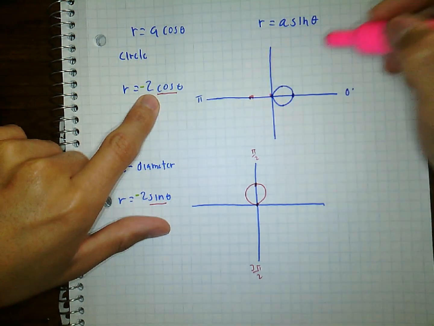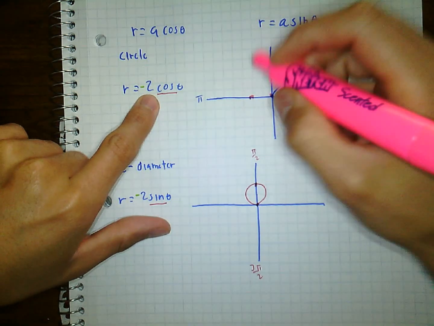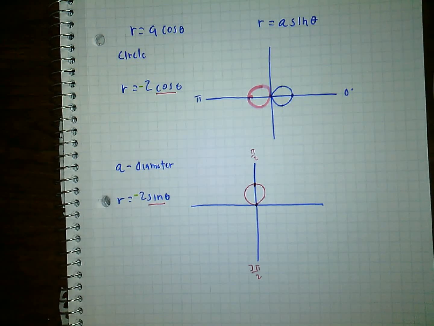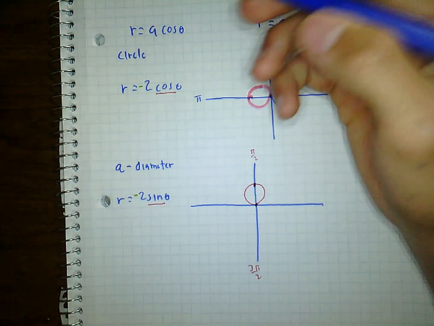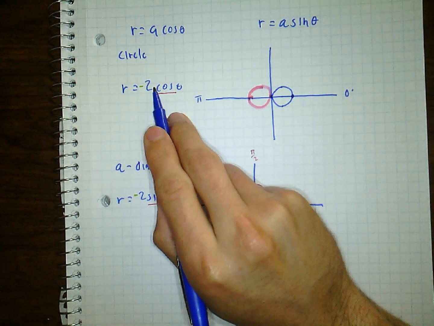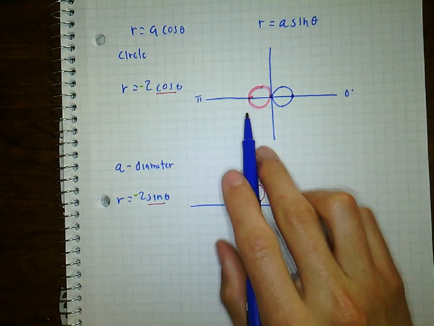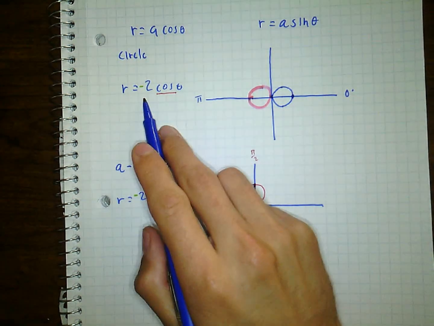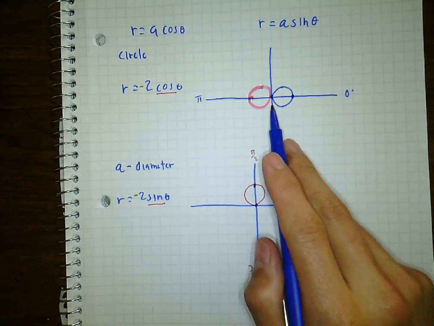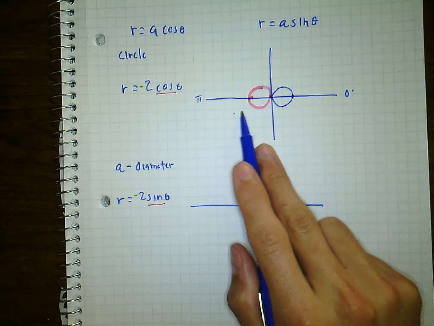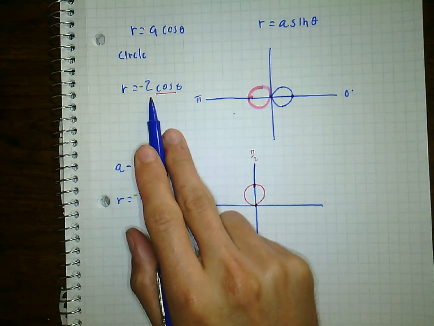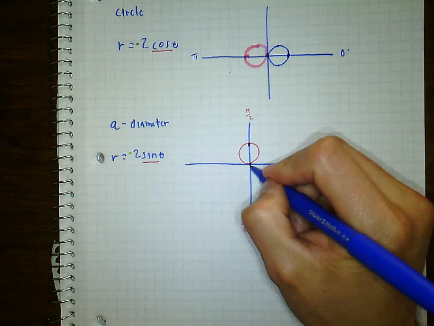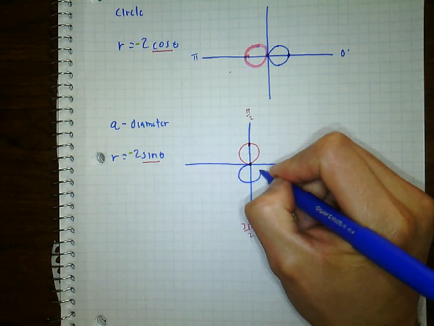So I think you guys should get what's going on. We're going to bounce back and forth, which gives us a circle that would look something like this. So we can deduce then that if we have a positive cosine, then we have a circle that is to the right of the pole, with a diameter of A. But if we have a negative, then I have a circle that is to the left of the pole with a diameter of A. So by that assumption, if I have a negative sine, then I would have a circle like this.